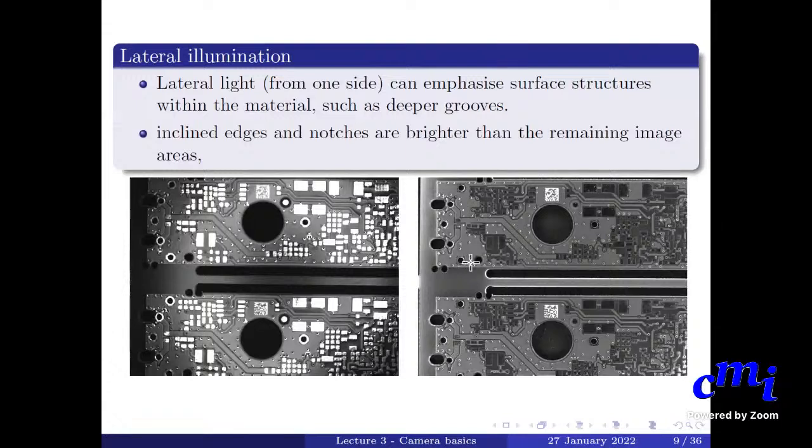So if you were interested in these notches, if you wanted to segment out these notches, then this kind of lighting would be more suitable for you. On the other hand, if you wanted to segment out these components of the electronics, then front lighting would be more effective. Okay, so when you are able to control lighting, then you should think about what is it that you want to focus on.